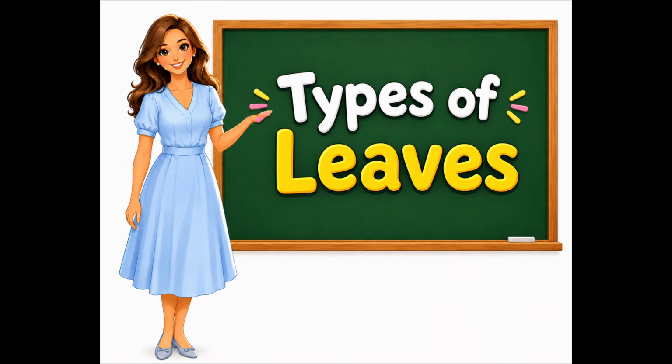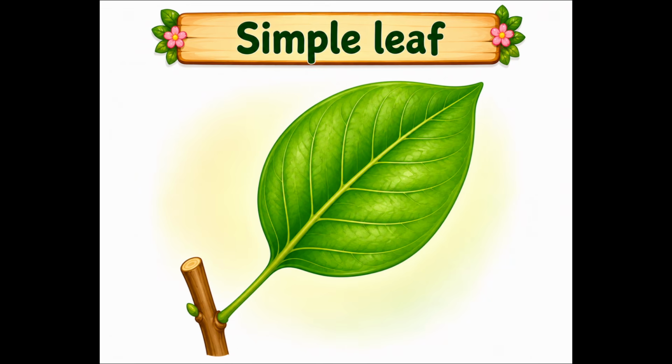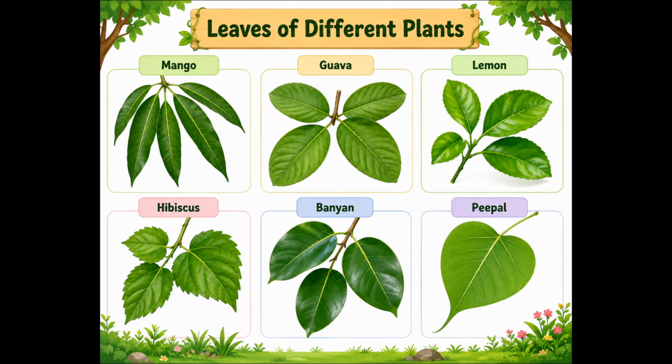Types of leaves. Leaves can be broadly divided into 2 main types on how they grow. Simple leaf. What is it? A single leaf attached to the stem. It is one solid piece. For example, mango, guava, lemon, hibiscus, banyan, and pipal.